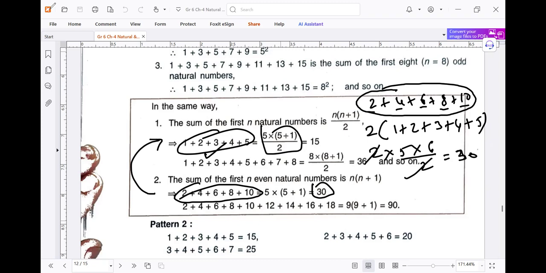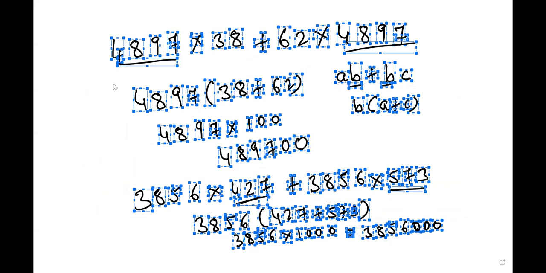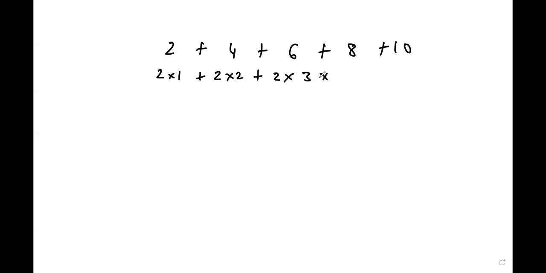Okay, let me go to the whiteboard. So I'll write 2 plus 4 plus 6 plus 8 plus 10, right? Can I write 2 as 2 into 1? This is 2 into 2, 2 into 3, 2 into 4, 2 into 5, right? Can I write this or no? Yes. Correct?